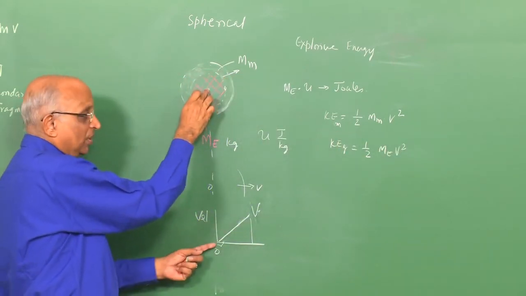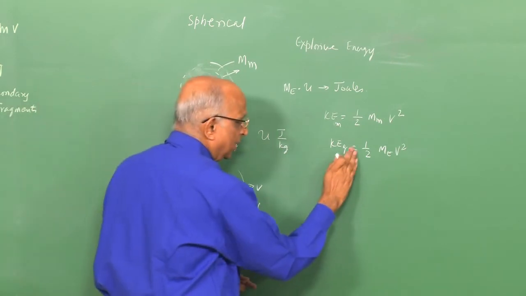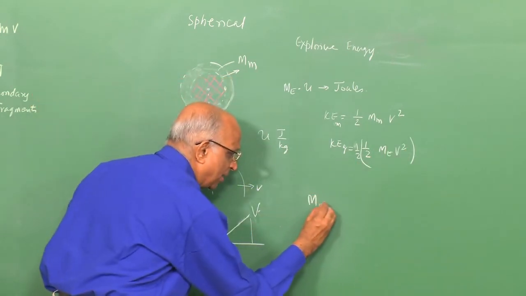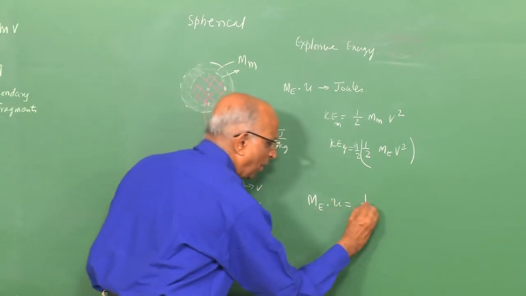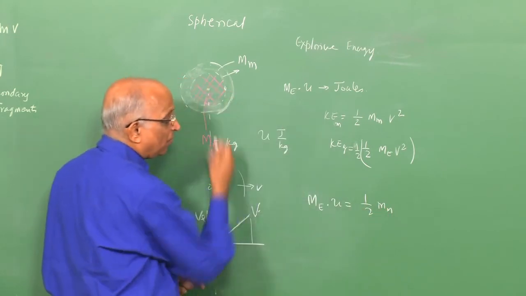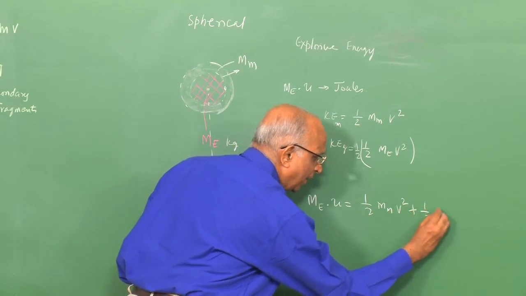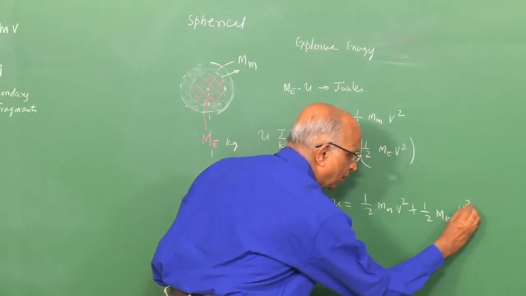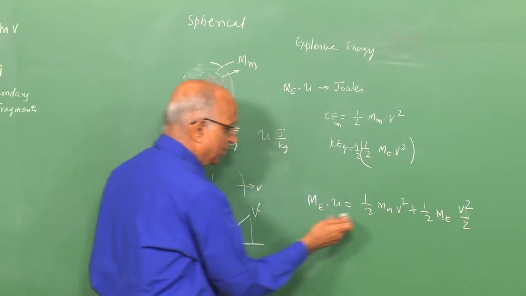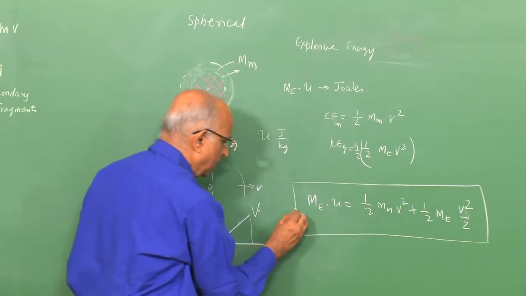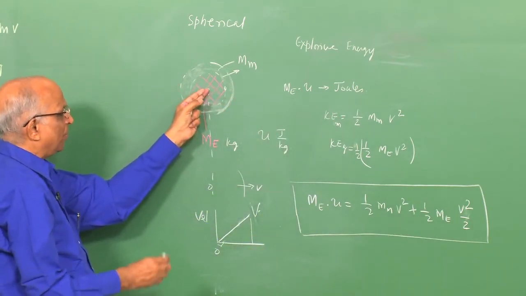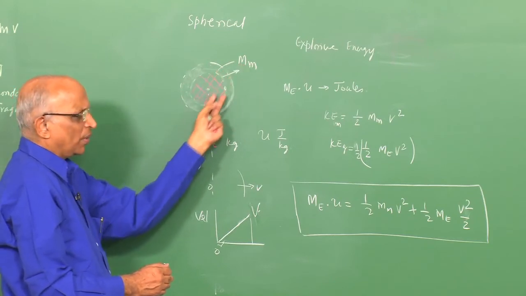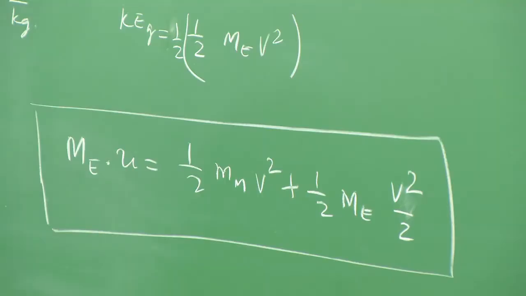At the center the velocity is 0, therefore the average kinetic energy is half ME v squared, and so I can now write ME times U, the total energy, equal to half the mass of the missiles formed from the casing times v squared, plus half the mass of the explosive times v squared divided by 2. This becomes my general energy balance equation. It is based on the assumption that at the center the velocity is 0 because of symmetry. The velocity here is v, and the casing travels with the same velocity v and is broken into fragments. This is the total mass of all the fragments put together.